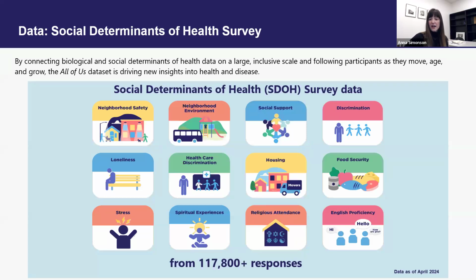So the survey data on social determinants of health cover multiple topics, including information about discrimination, loneliness, housing, stress, and more. This is a really robust section of the data set with over 117,000 responses.